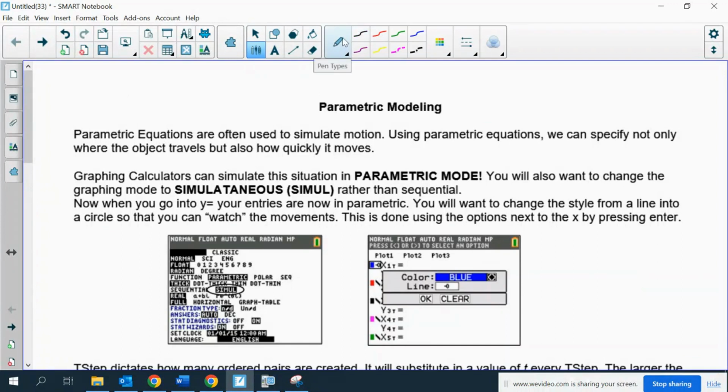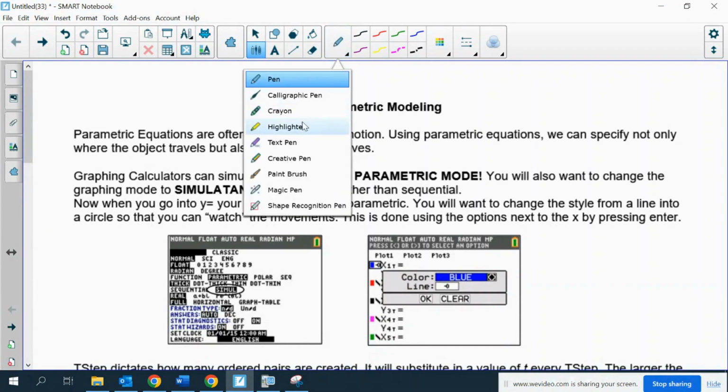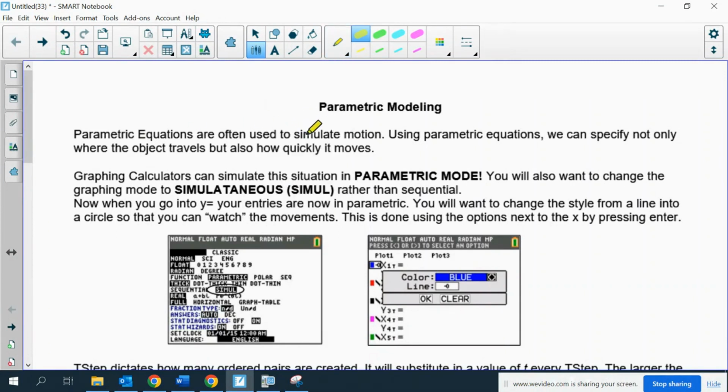This video is about parametric modeling and how to use the TI calculator in order to use parametric mode. So parametric equations are often used to simulate motion. And 3 out of the 4 problems on this worksheet don't really use X and Y for motion, but we can still at least get the idea before we get into some other problems later that involve both X and Y more often.